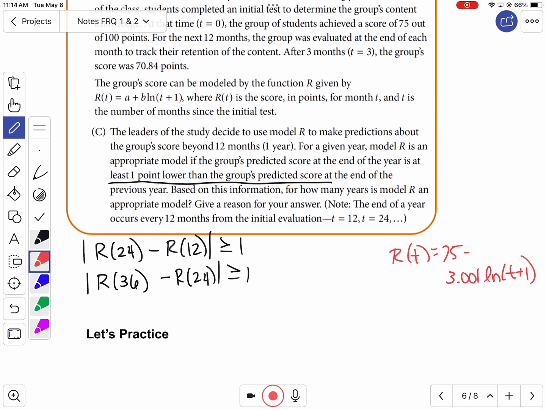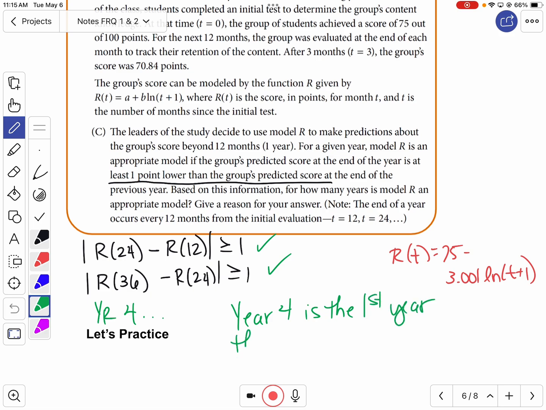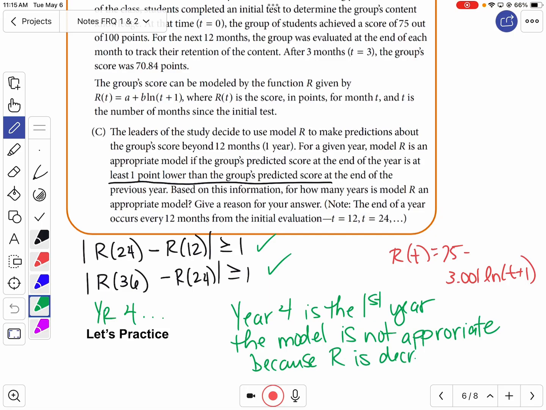So this year was good. That one was good. But when we got to year 4, it messed up. So year 4 was where it didn't hold true. We would say year 4 is the first year the model is not appropriate. Because we already said R is a decreasing logarithmic function, so R is decreasing and concave up.